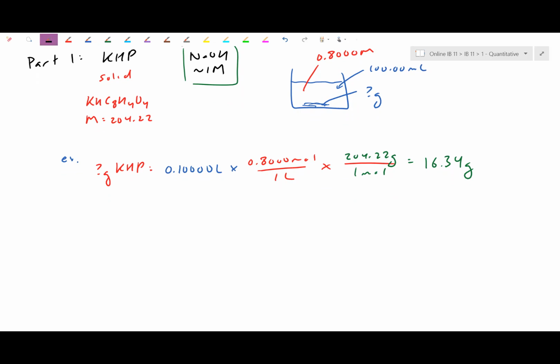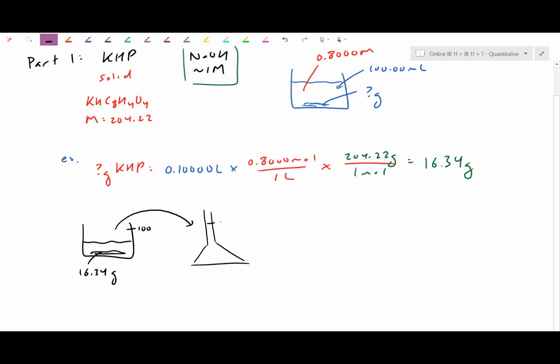So let's just draw a picture of what we did. We took our beaker. I weighed out 16.34 grams. We pre-dissolved it in a beaker. Again, the beaker, unfortunately, does not have a really precise 100 ml reading. What we did is we transferred it into a volumetric flask. Although the volumetric flask only does have one single reading, the size of the volumetric we were using was 100 milliliter volumetric. So this one here is really precisely 100.00.